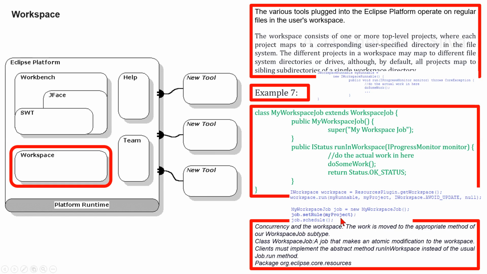Note that the operation has been structured as a job, so all of the scheduling mechanisms apply. Priority, delay, and rescheduling can be used. Resource change events will be batched until the job is finished running. Do the actual work here.